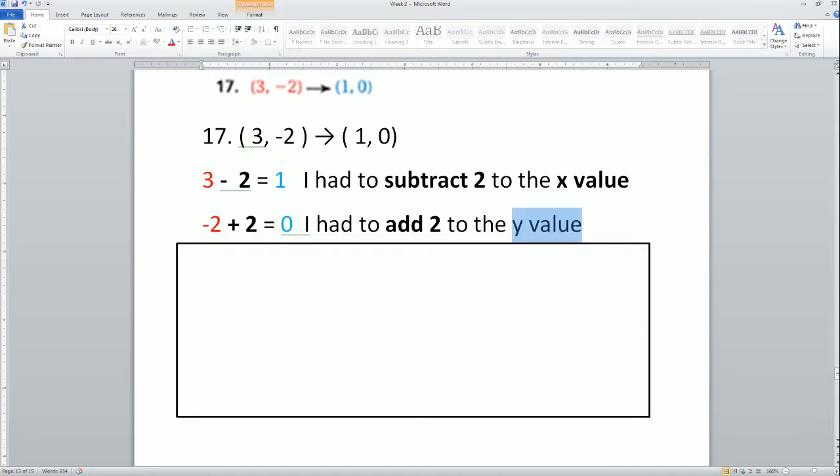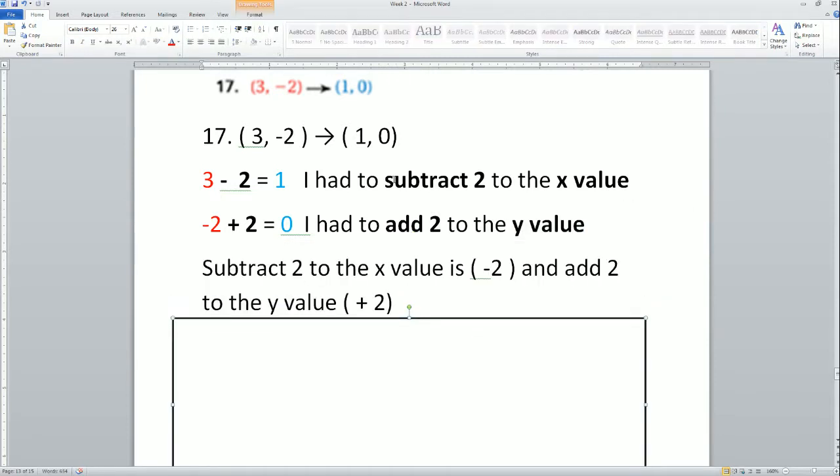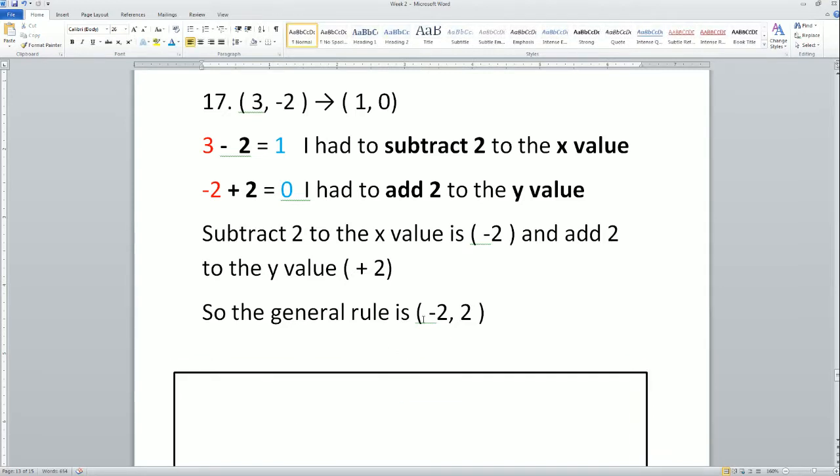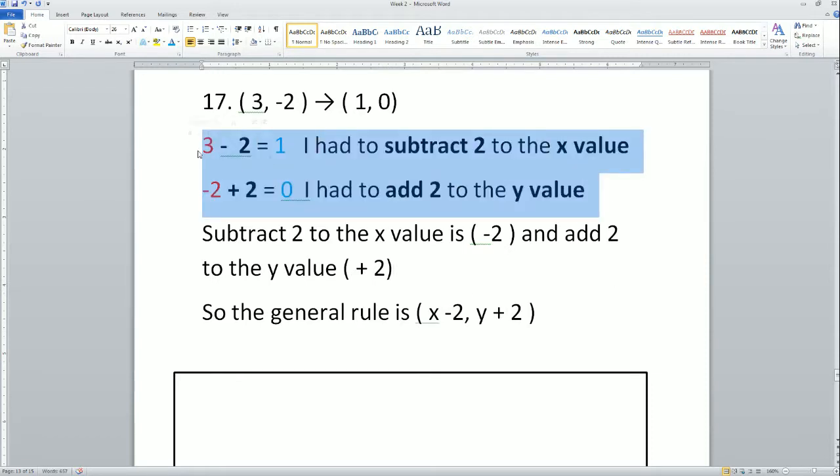This process of subtracting 2 from the x value and adding 2 to the y value is this. So in our equation, the rule would be x, I can do that right here. x, subtract 2, and y, I have to add 2. Good? Okay. Set this up to make this make more sense to you.